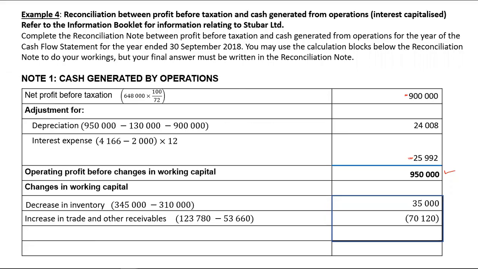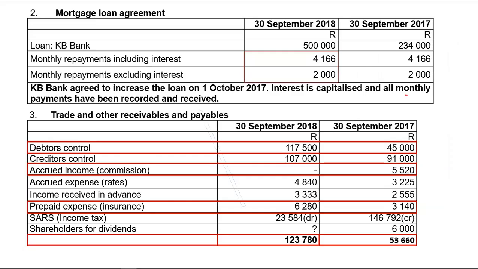Let's check trade and other payables. I will focus on items that I need to include under trade and other payables first. I'll highlight them. The first one will be trade creditors. Remember, you leave out SARS income tax as well as shareholders for dividends or any accrued expense which relates to interest on loan. In this case, we didn't have one. So when you add your trade and other payables, you will get this.